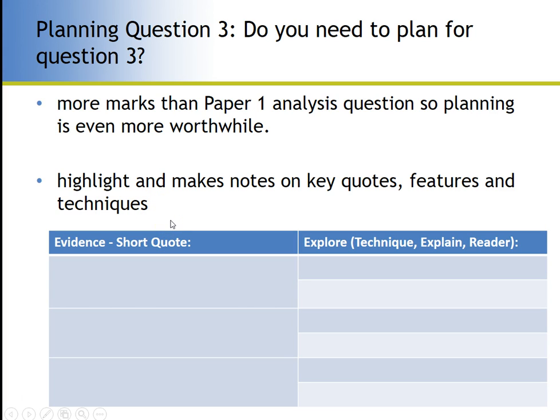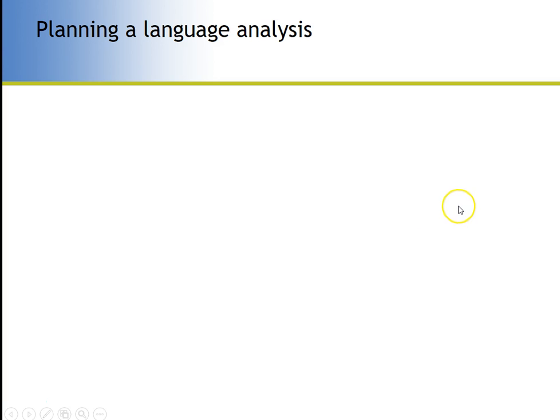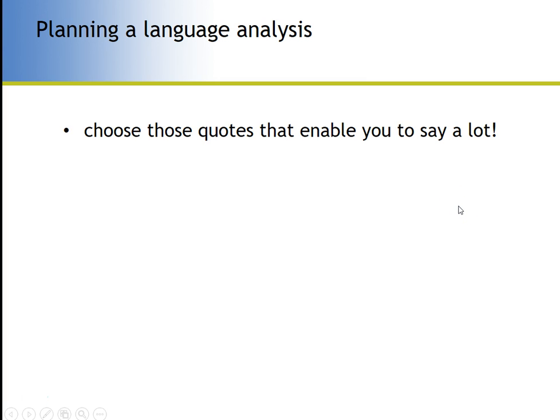You may recall Adrian recommended using a little table format like this, where you can identify 3 points with quotes, 1, 2, 3, and then for each of those points and quotes begin to explore the technique that the writer has used, and exploring the impact on the reader. Try and choose those quotes that will enable you to say a lot.